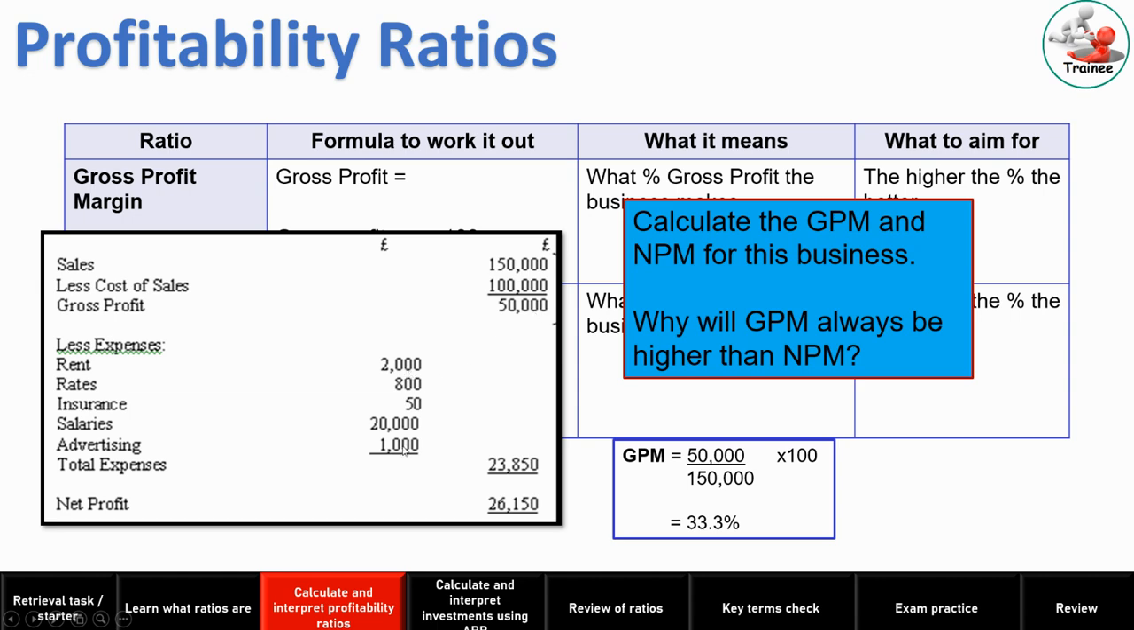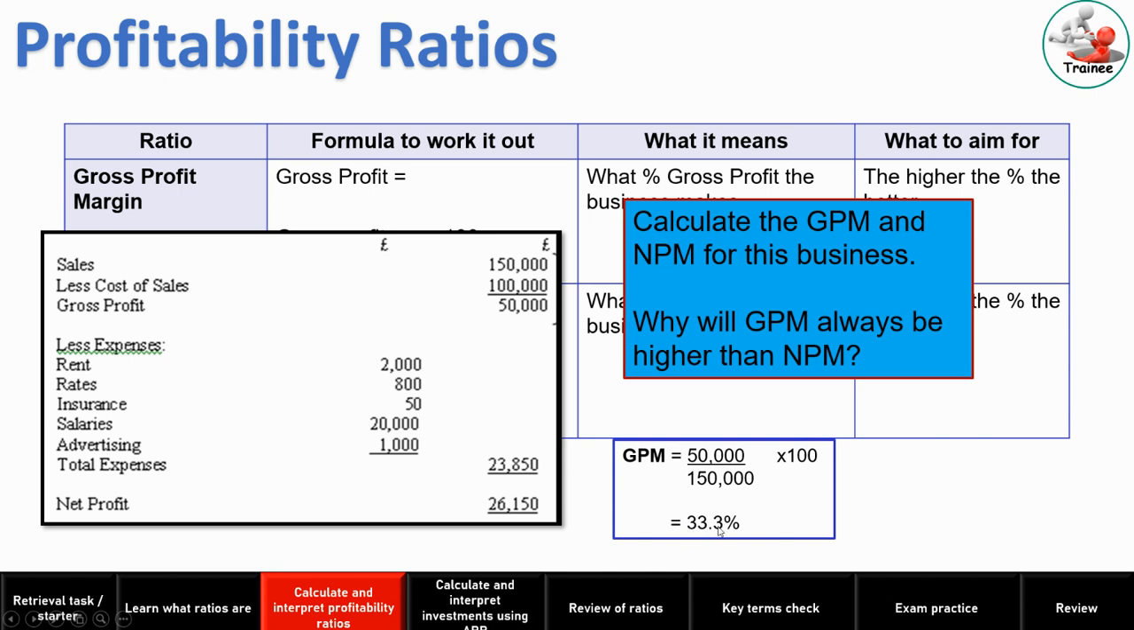It's got lots of general business costs that have to be paid no matter how many monitors are made. And we call these expenses and we add them up. And then £50,000 gross profit minus expenses leaves us with our net profit. So we look now at these two formulas. We can see the gross profit margin is £50,000, so it's the gross profit, divided by the sales, multiplied by 100 to make it a percentage.